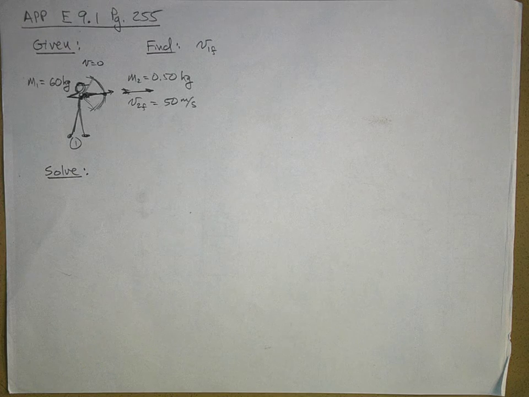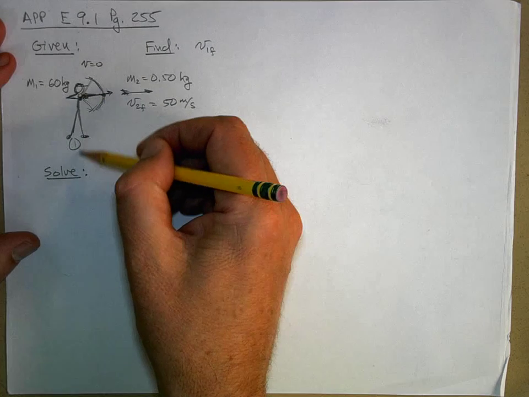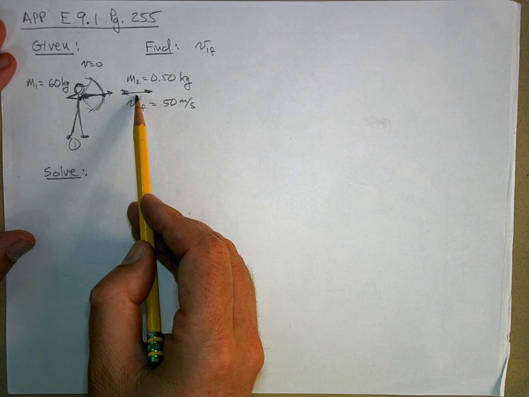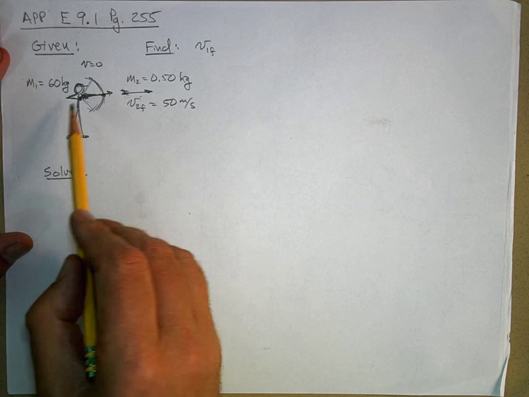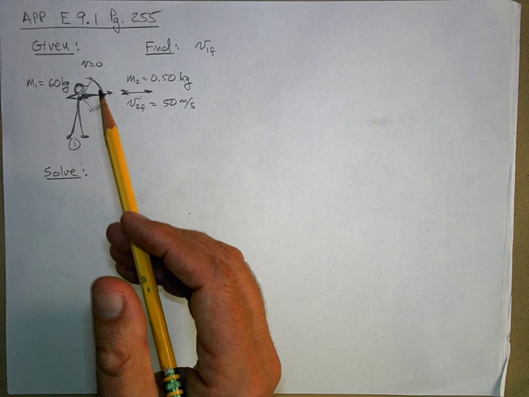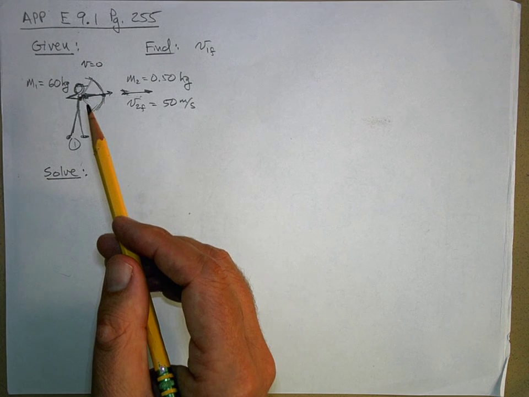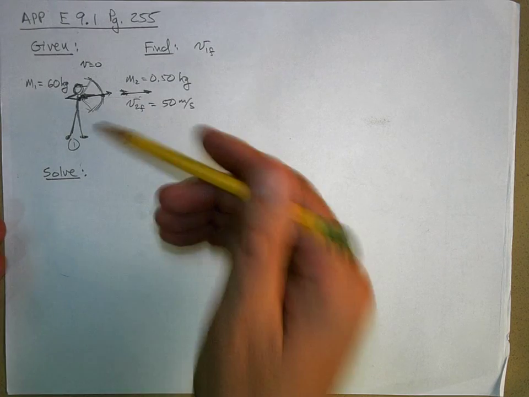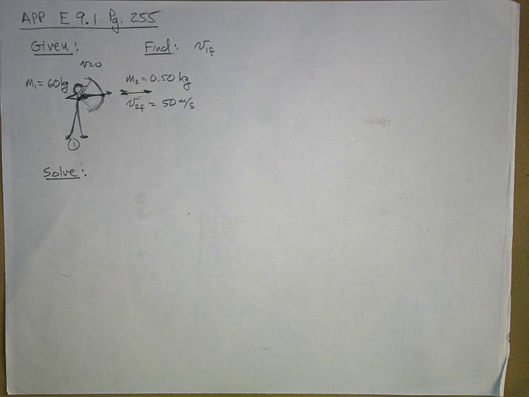Now, in this situation, you can consider it an isolated system. And yes, there is gravity pulling it down, and by the way, gravity is going to be pulling the arrow down very soon. But the instant the arrow leaves the bow, the force of gravity is not significantly changed. It hasn't had time to change the momentum of the arrow. The gravity on the archer is canceled by the normal force between the archer's feet and the ice, so we can say this is an isolated system.